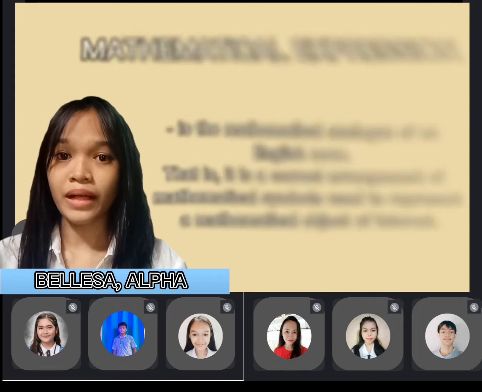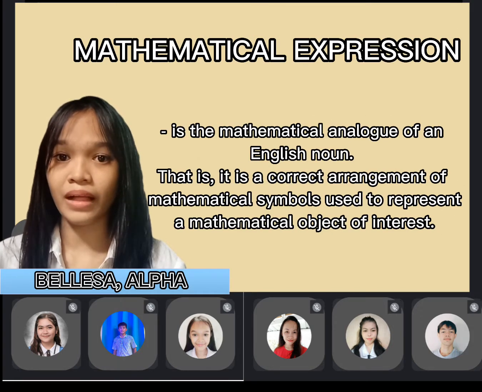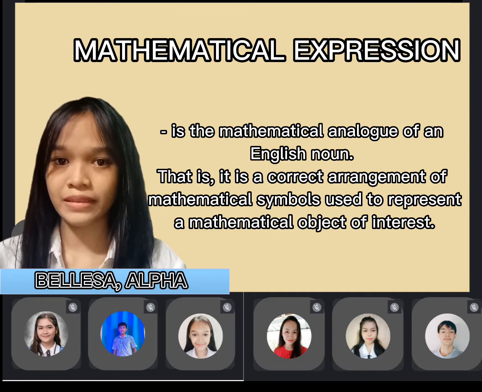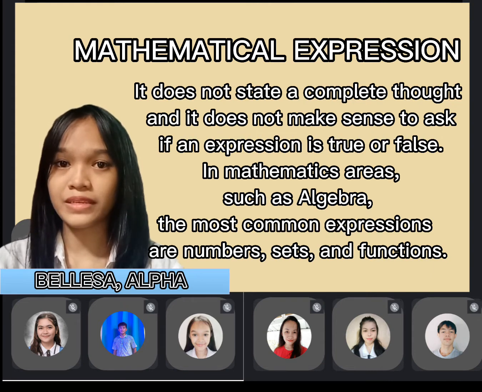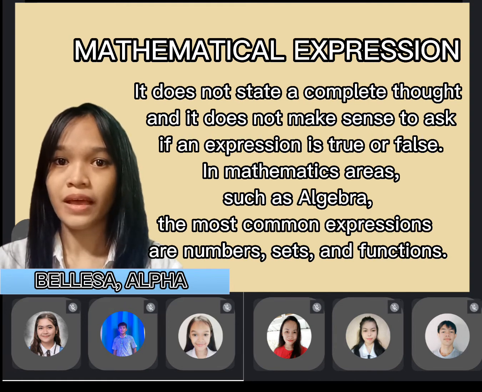While a mathematical expression is the mathematical analog of an English noun. That is, it is a correct arrangement of mathematical symbols used to represent a mathematical object of interest. It does not state a complete thought, and it does not make sense to ask if an expression is true or false. In mathematics areas, such as algebra, the most common expressions are numbers, sets, and functions.